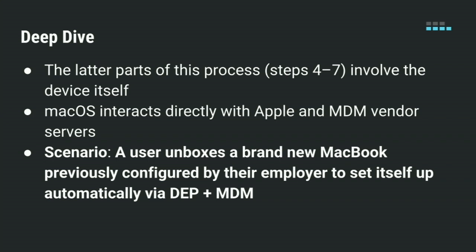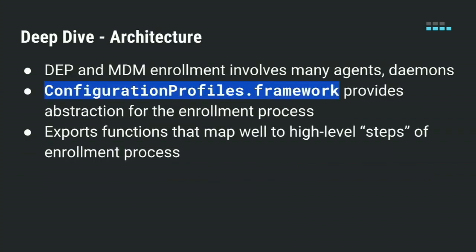We're going to use a scenario here to sort of walk through the deep dive. So imagine a user is getting a brand new MacBook and has just unboxed it. That MacBook has been previously configured by the employer to set itself up automatically via DEP and MDM. So DEP and MDM enrollment on the Mac involves many different agents and daemons. It's a bit of a confusing maelstrom of dynamic linking and IPC.